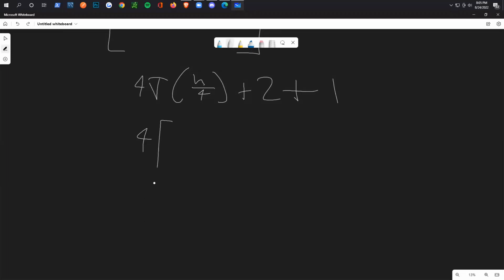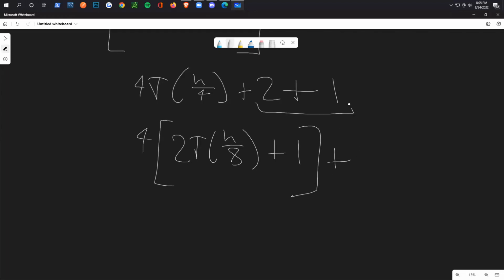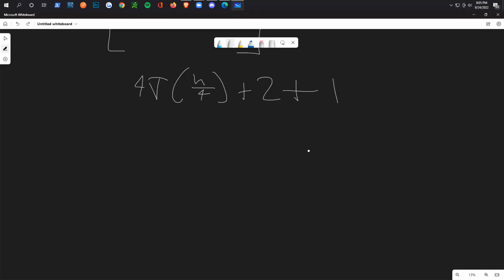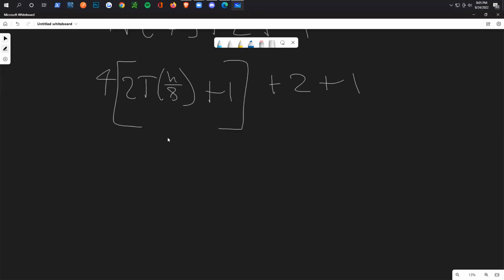4. 2t of n over 8 plus 1. Now we're going to have this right here, the trailing summation. Honestly, what I think you guys should do is write this first, because a lot of people forget that. So definitely write this out and then do this part, because if you forget it, it will make it very difficult, if not impossible, to see the pattern. So 2t of n over 8 plus 1. There we go.